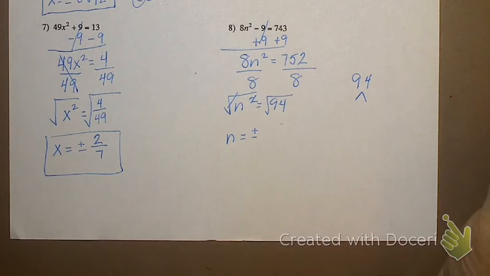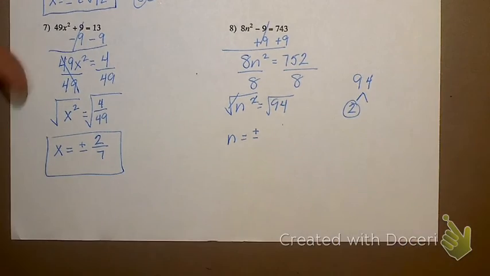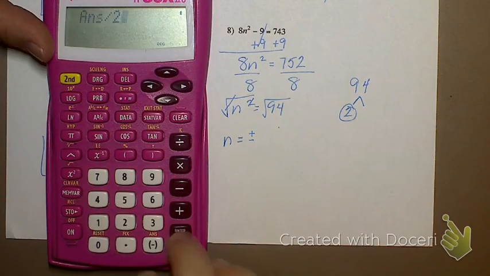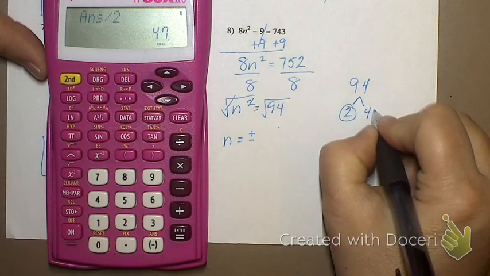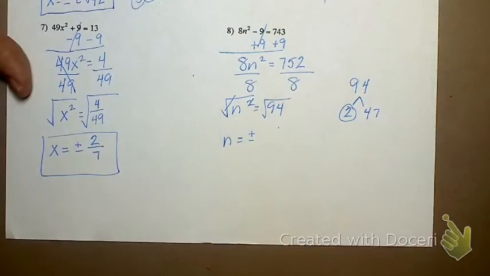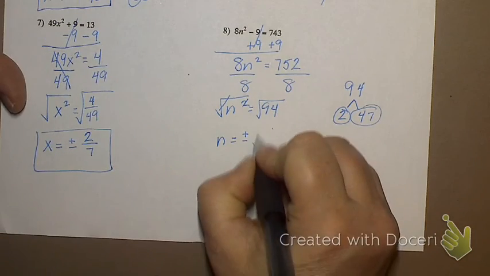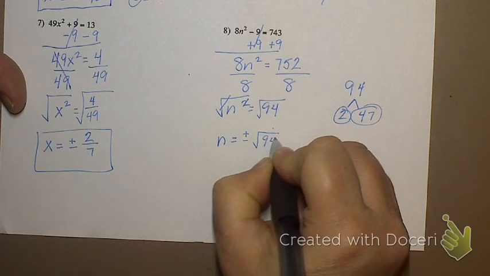I don't happen to know two numbers that multiply to get 94, but it is even, so I know I can divide it by 2. And that becomes 2 times 47. Can I divide 47 any further? I can't. So can I take anything out? No. So I just have plus or minus radical 94.